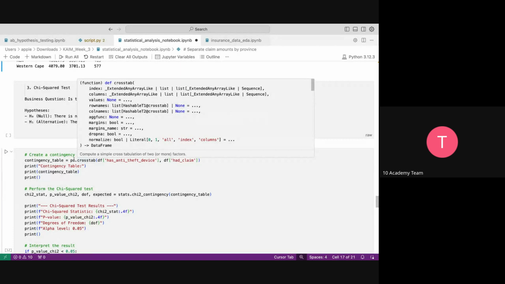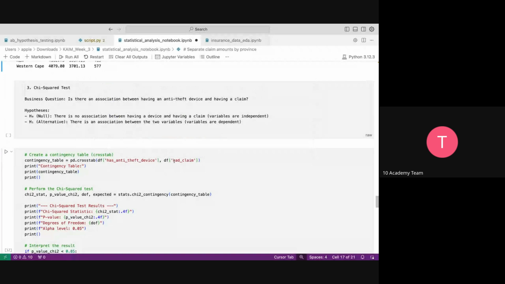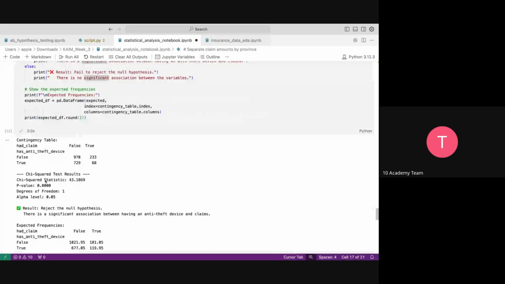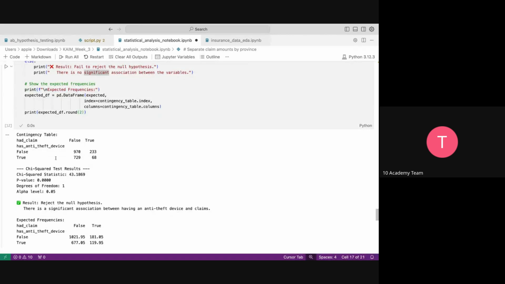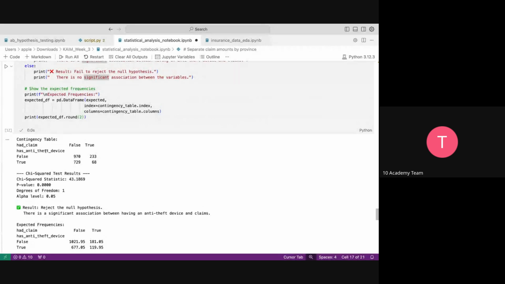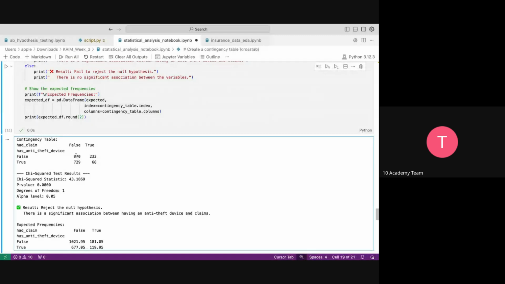Just use the function crosstab from the pandas module. You have both categories: has anti-theft device, which is true or false, and has had a claim, which is also true or false. You can see the contingency table here. For has a claim and has anti-theft device, we have true and false. For both false, we have 970.